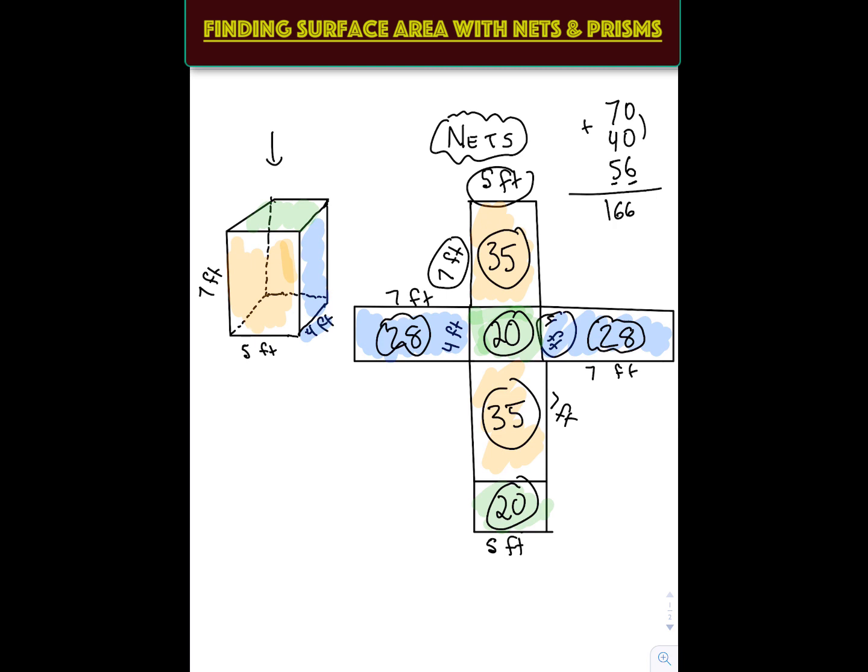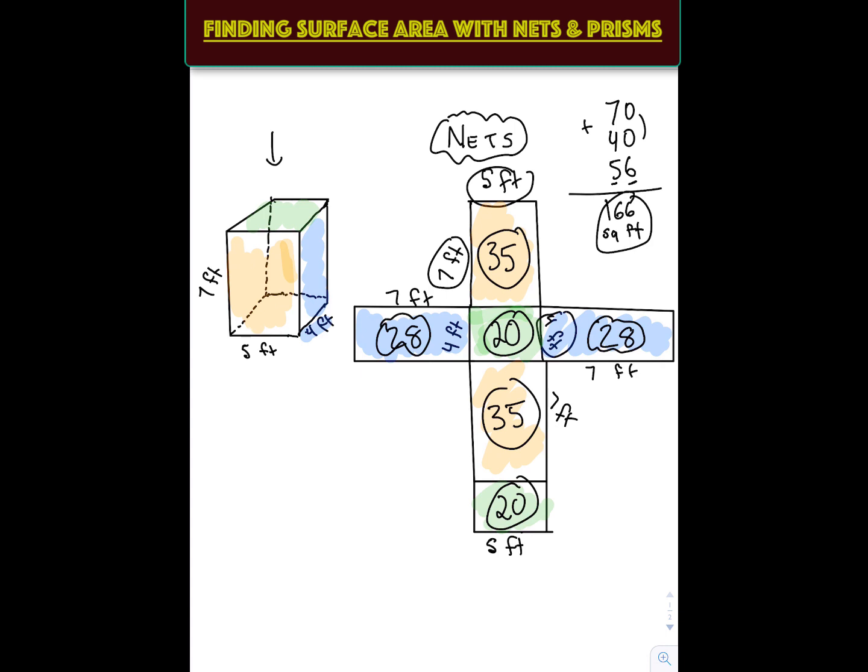And because it's area, we always remember a silly little saying that I say in terms of getting people to remember the units involved with area. Area, squarea. So area is 166 square feet, and that's my answer.